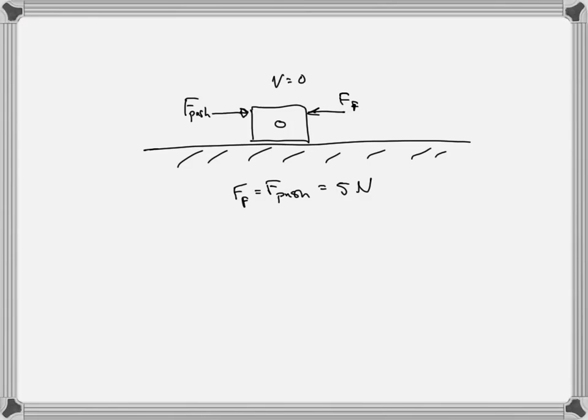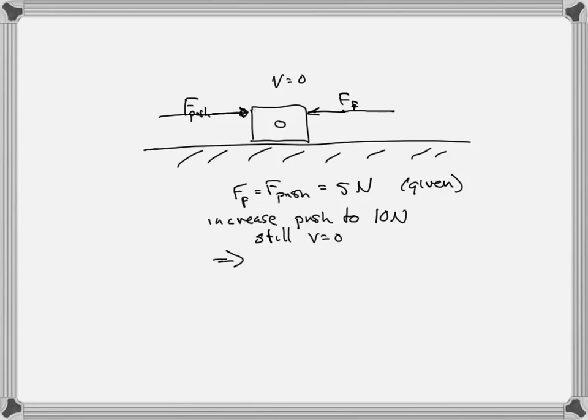So now let's say that I increase the push to 10 newtons. So theoretically, we're just going to draw a longer vector here, but it still doesn't move. So what can you say about the frictional force? The frictional force must react to that, right? The frictional force must still be equal to the pushing force if it doesn't move. So the frictional force is now 10 newtons. See, the frictional force reacts to the force that you exert on the object.